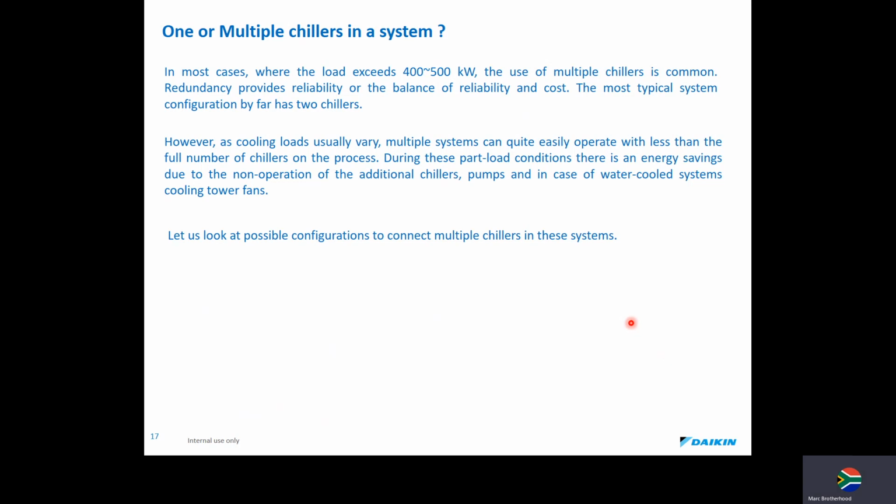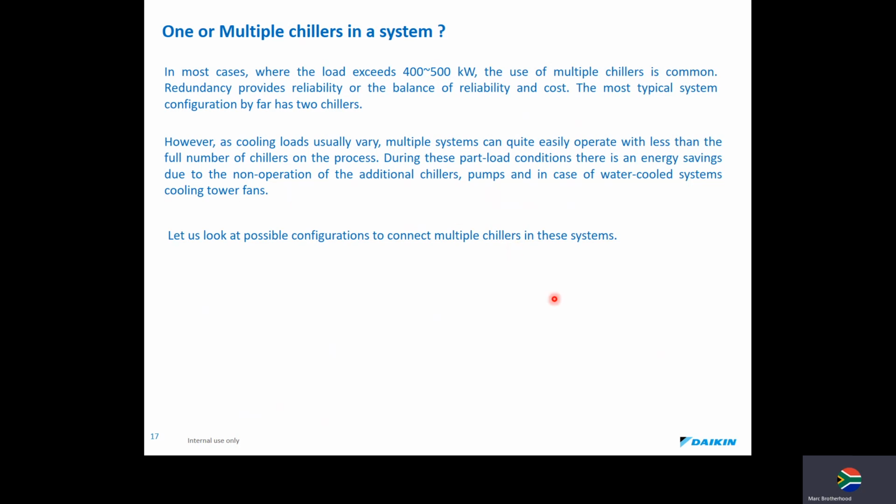Now, one or multiple chillers in a system. In most cases where loads exceed 400 to 500 kilowatts, the use of multiple chillers is common. Redundancy provides reliability, or the balance of reliability and cost. The most typical system configuration by far is 2 chillers. However, as cooling loads usually vary, multiple systems can quite easily operate with less than the full number of chillers on the process. During these part load conditions, there's an energy savings due to the non-operation of the additional chillers, pumps, and in the case of water-cooled systems, cooling tower fans.